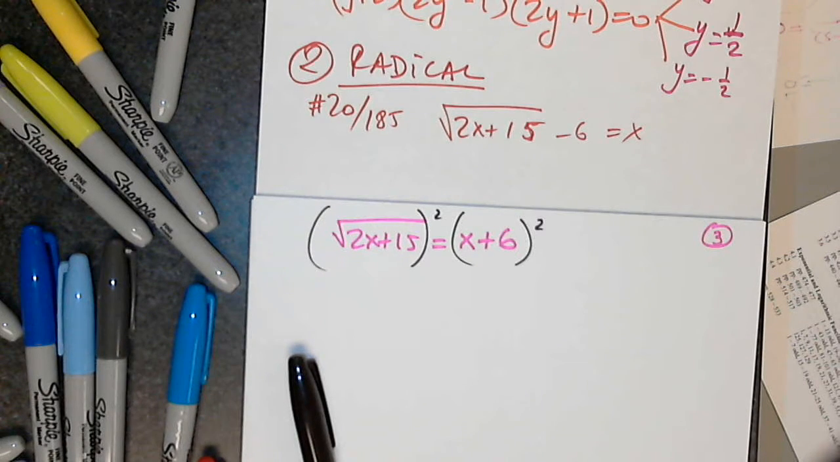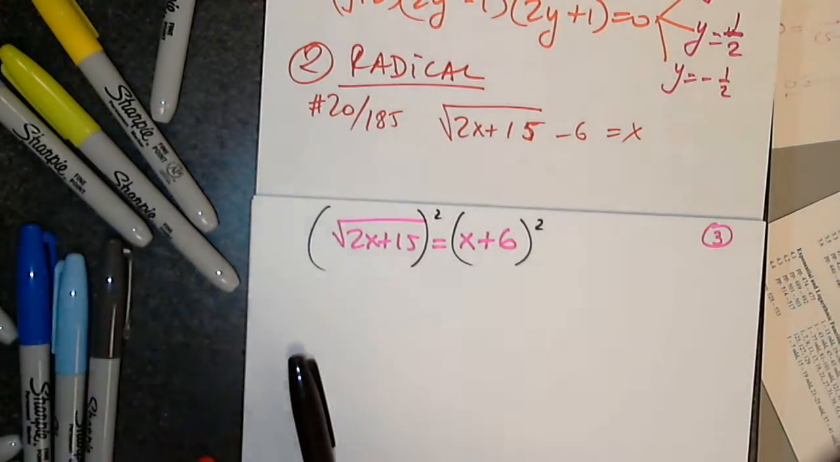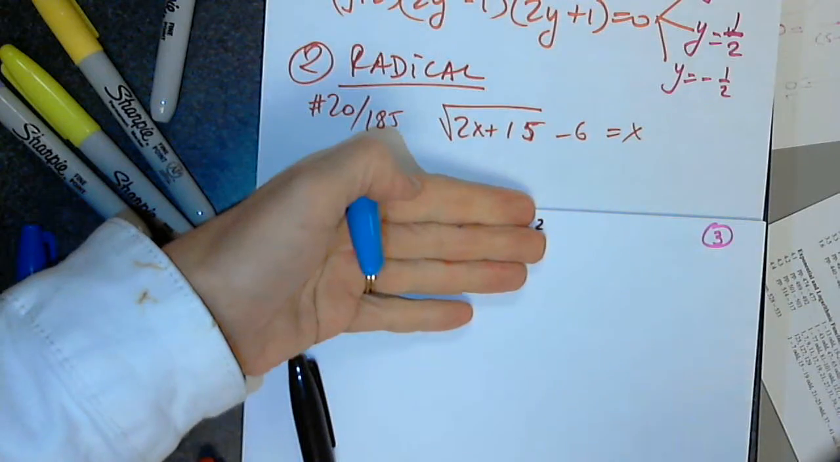But when I square both sides, squaring both sides is not a legitimate operation. It's the only one that's not entirely legitimate. Why? So let me give you an example before we start this, because it's very important.